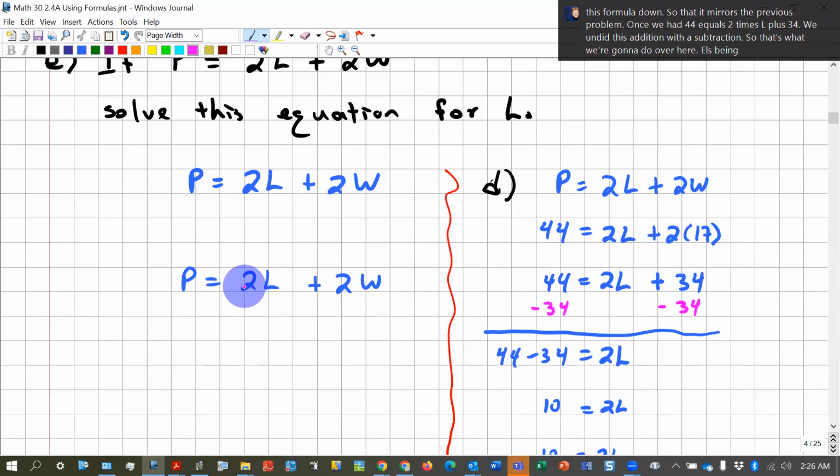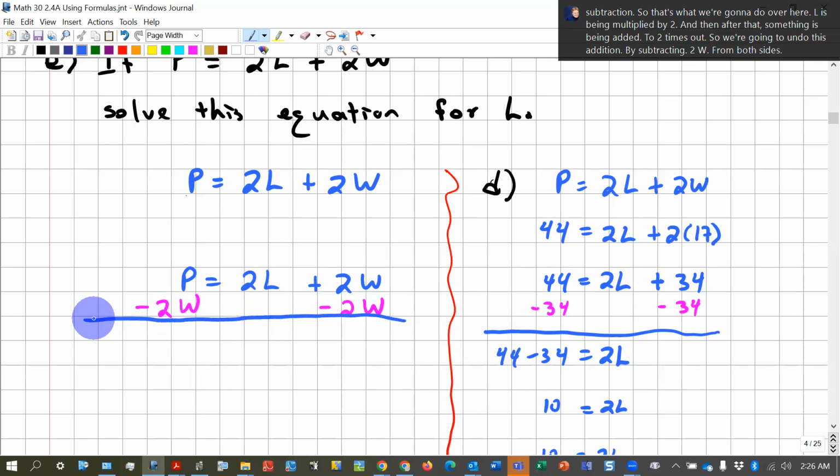L is being multiplied by 2, and then after that, something is being added to 2 times L. So we're going to undo this addition by subtracting 2W from both sides. We'll bring the equal sign straight down. The right-hand side is now 2 times L plus 0, so that's just 2 times L.